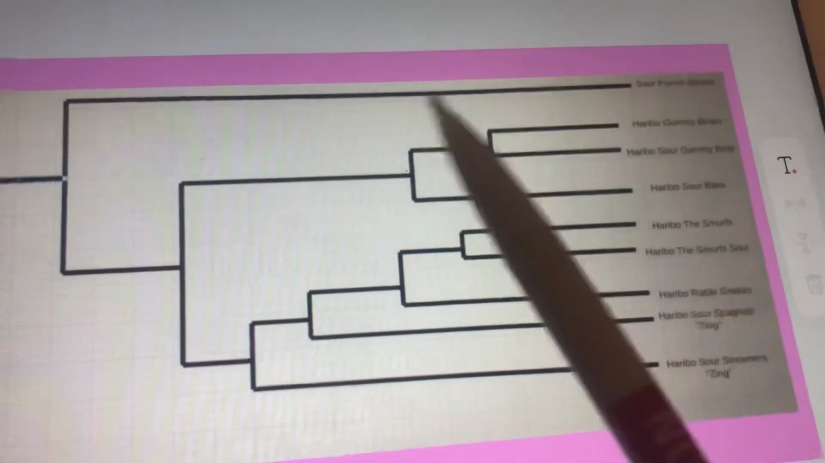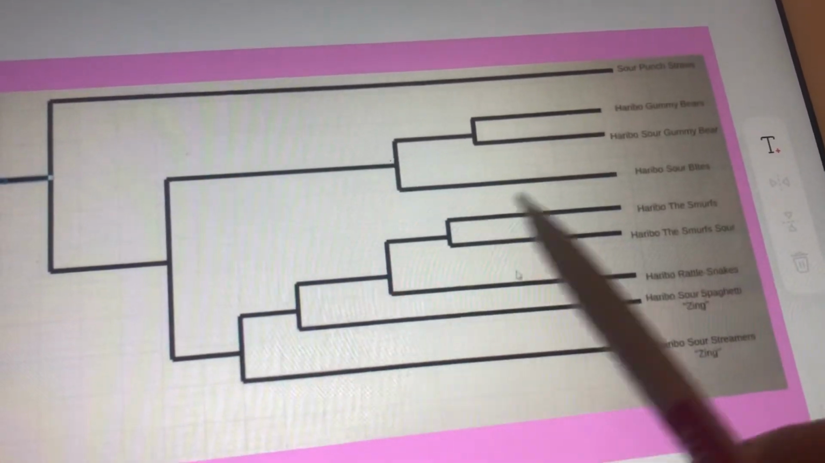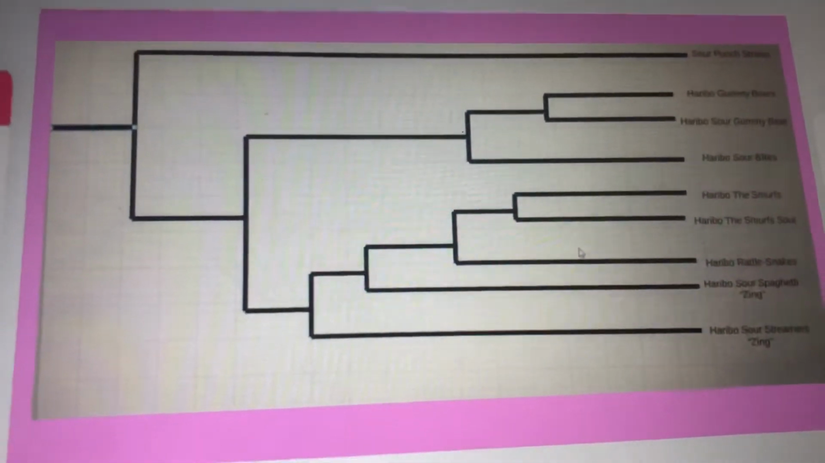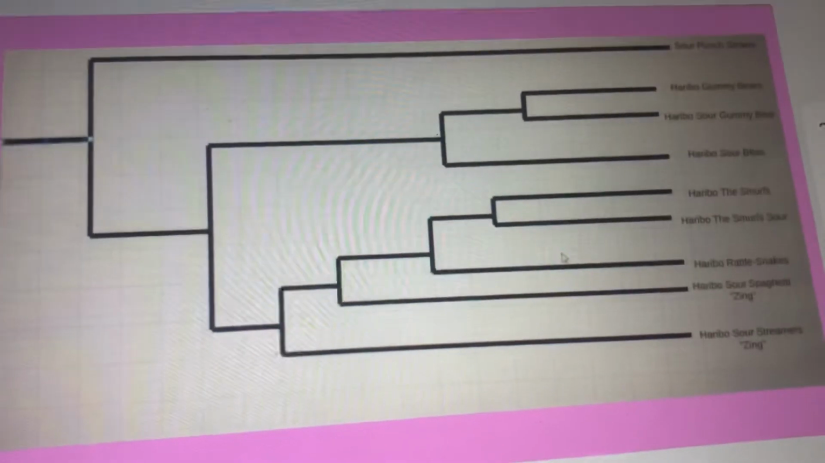The internal nodes would be here because you have leaf nodes breaking off. Here because you once again have leaf nodes breaking off, or just anywhere where you would have something breaking off of it. Terminal nodes, there's one here and then one here that I have noted.